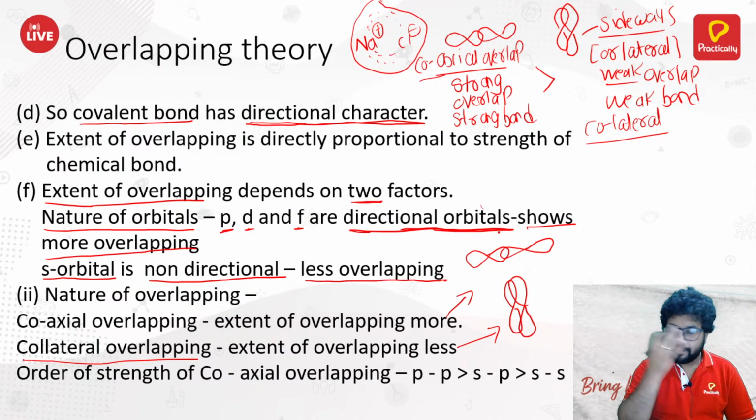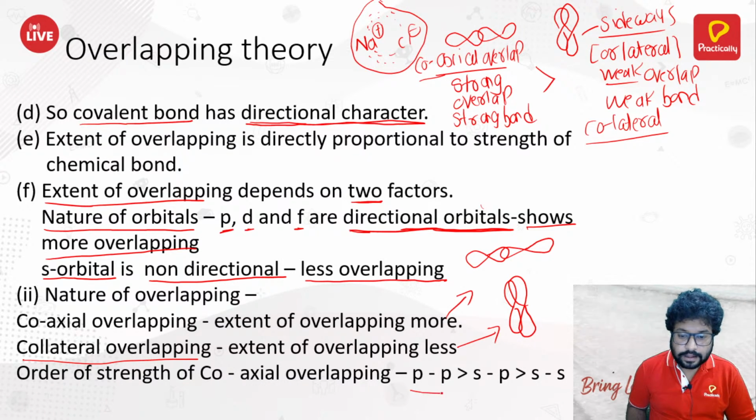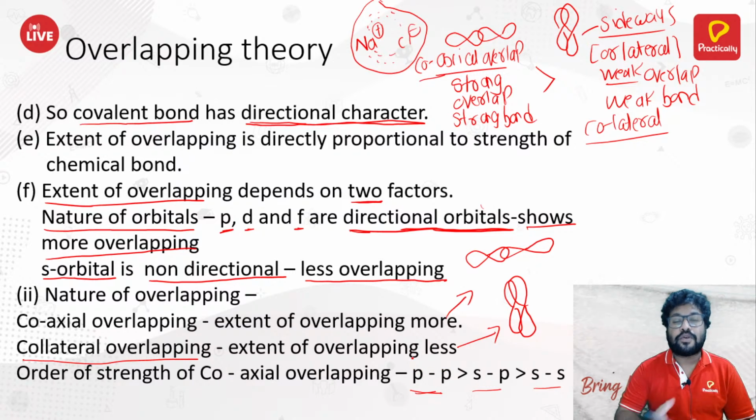Okay? So let's take the order of strength of coaxial overlapping. See, if you have PP, PP is highest, SP. What is the meaning of this? So as I told you, see, in the given combination, both P and P are there. That means both are directional. If both are directional, the strength of overlapping would be more. That's why in PP, the PP overlapping is the strongest.